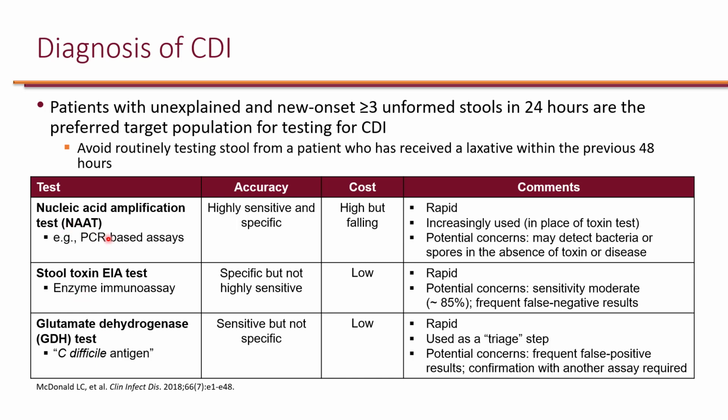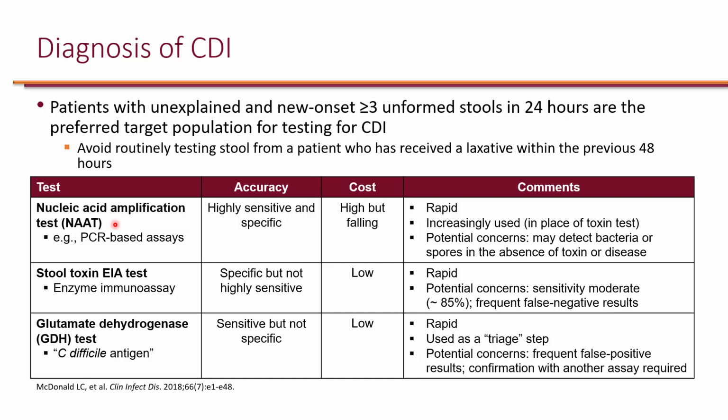Now, with the nucleic acid amplification test, because it's very sensitive, it's important to only test the sample from patients who actually have signs and symptoms of C. diff infection. Because if you were to do this on any stool sample, then you're going to identify all the colonizers. So it's very important to avoid over diagnosis of C. diff infection.